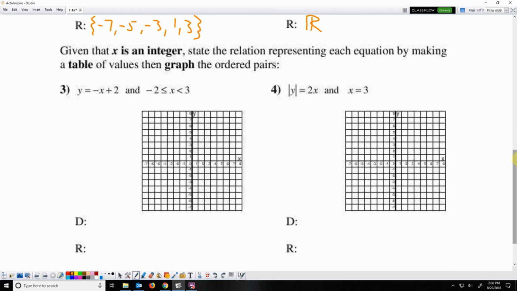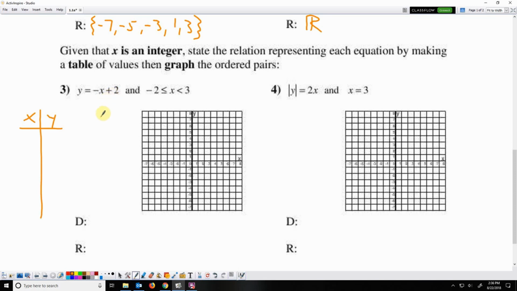So for 3 and 4, given that x is an integer, state the relation representing each equation by making a table of values. So I'm going to have a chart of x and y. Then graph the ordered pair, and then we're going to tell the domain and range, and we're going to decide whether or not it is a function.